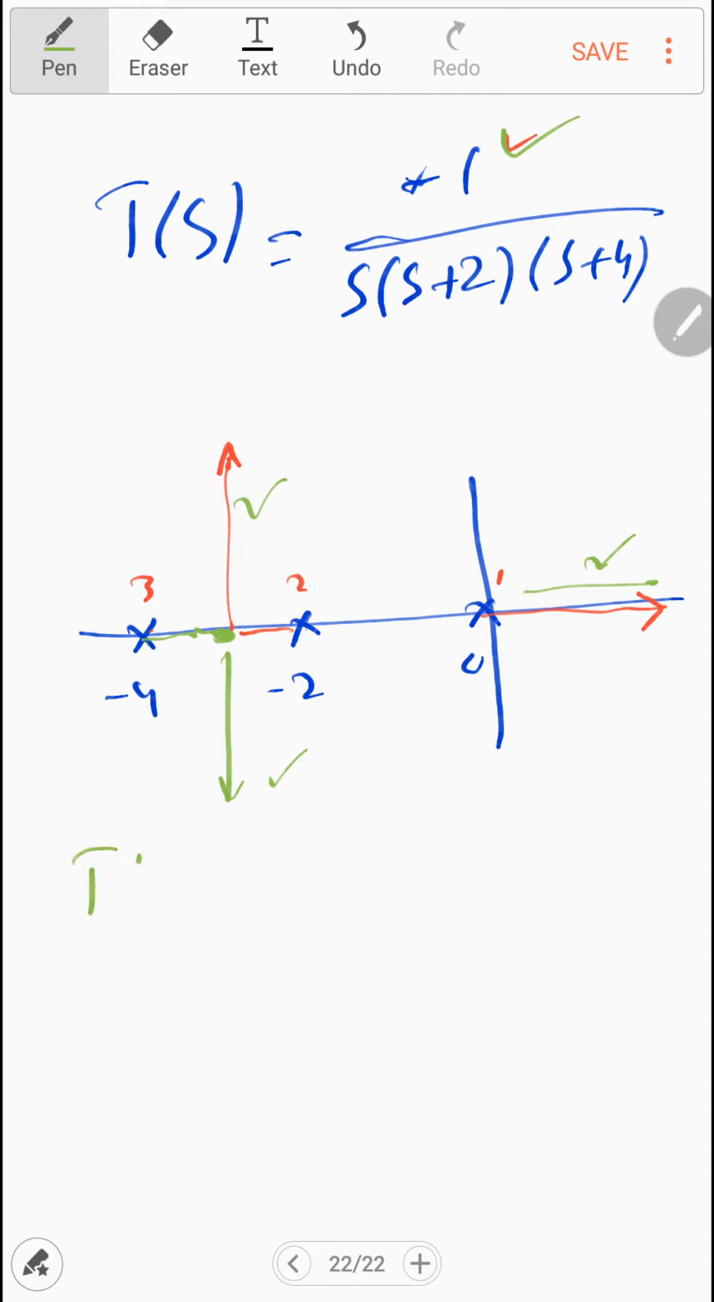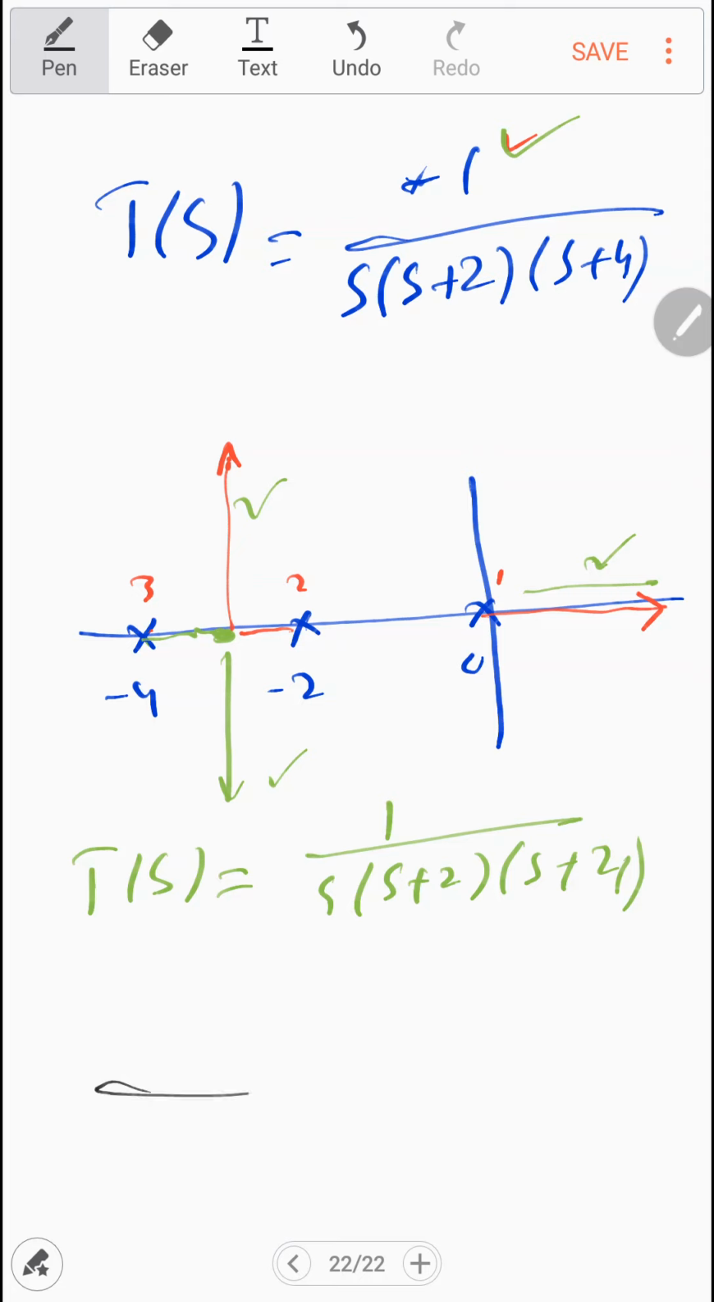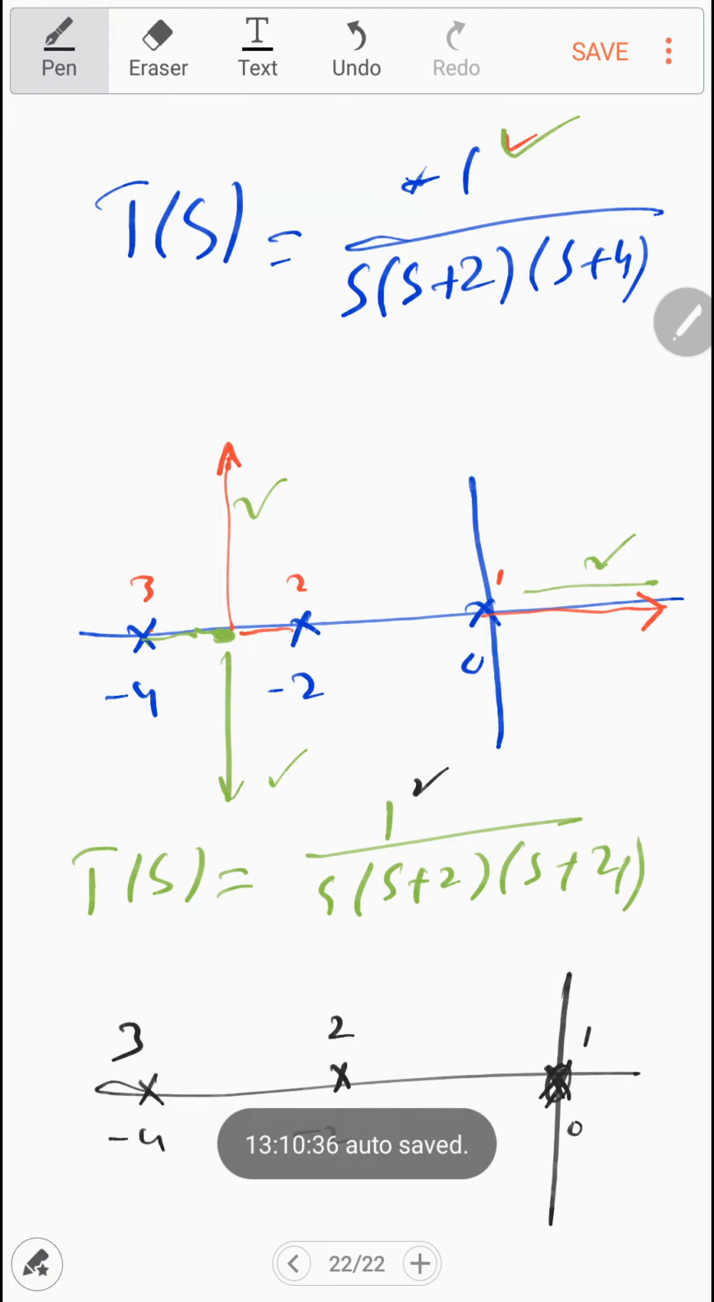If you increase the above one, let's say this T is equal to 1 divided by s plus 2 and s plus 4, which is the previous one. And if we are interested in plotting the root locus of this one, again you see this is a pole at 0, this is a pole at -2, and this is -4. So again, this is 1, 2, and 3.